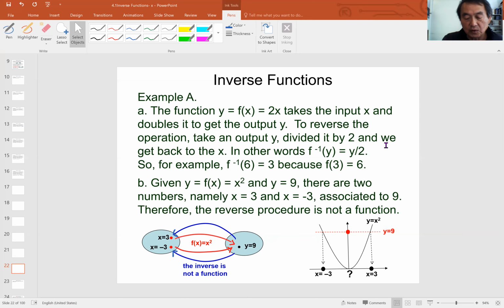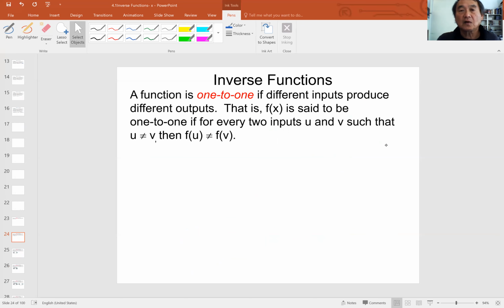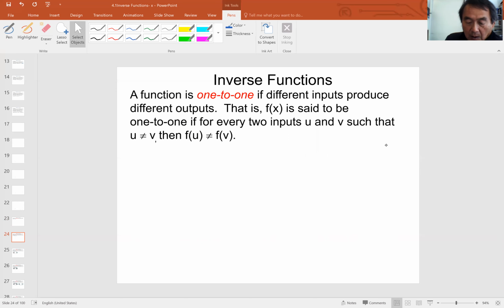But we'll notice, however, that if I restrict it later on, I can turn this into small pieces of functions, each of which has an inverse function. So when does the inverse function exist? Inverse functions exist when the function is said to be 1 to 1.